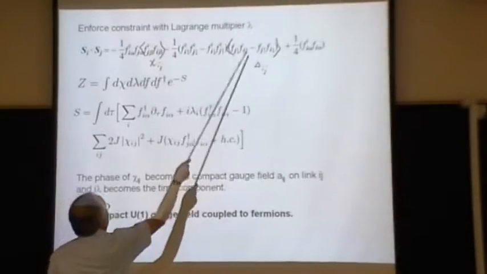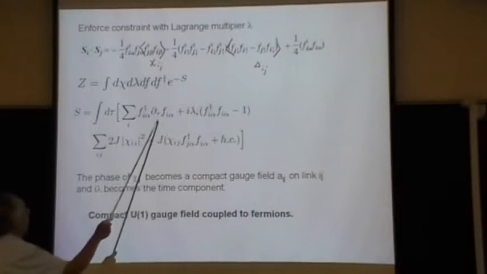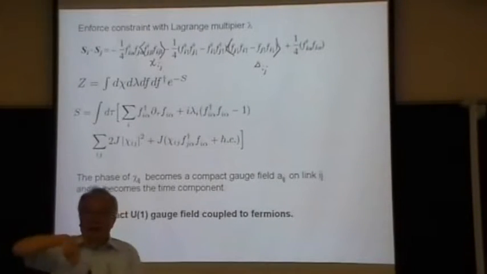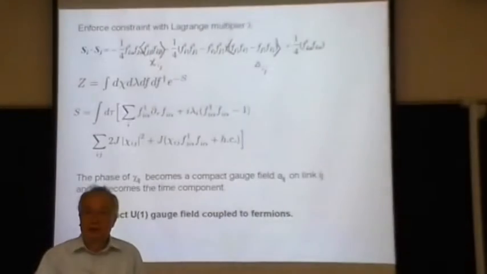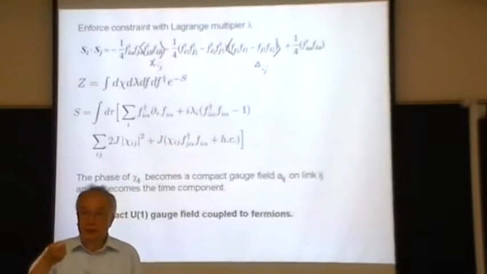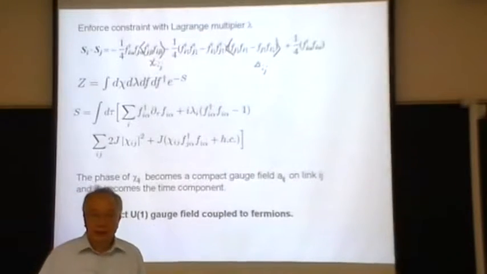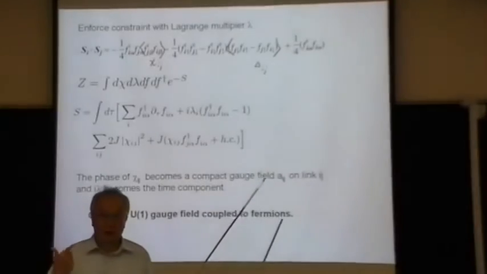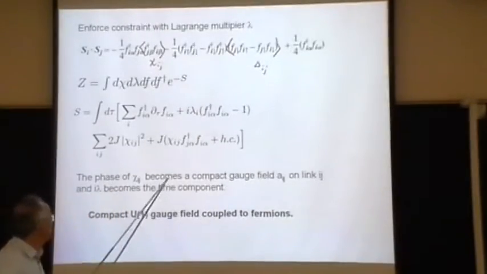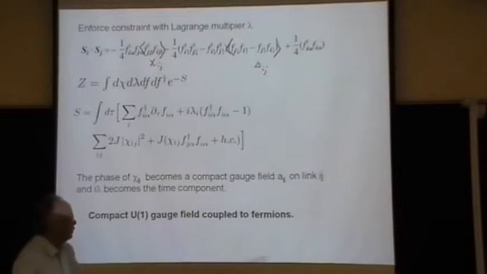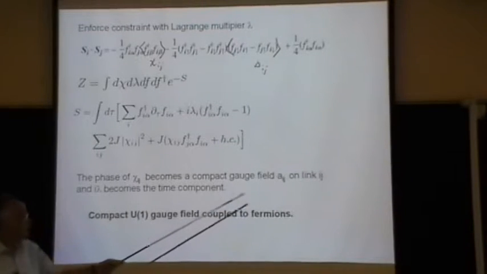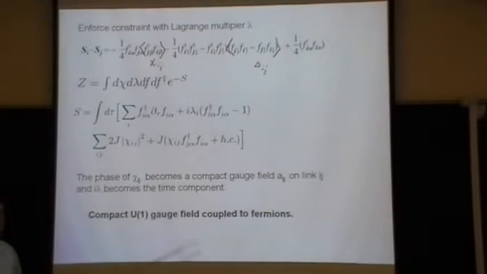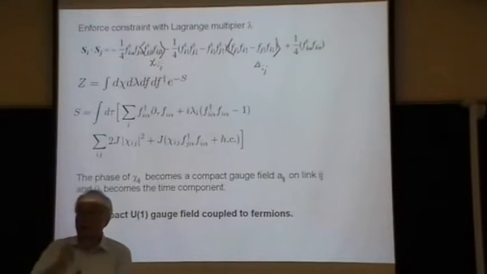If you ignore the pairing for the moment, then this problem is exactly the problem of fermions hopping with nearest neighbor hopping on the lattice, with a complex hopping matrix on it. The phase plays the role of a gauge field, so it's a lattice gauge problem. The phase becomes a compact gauge field, which I will call A_ij, that lives on the link. And this Lagrange multiplier that I introduced becomes the time component of that gauge field, which lives in the time domain.